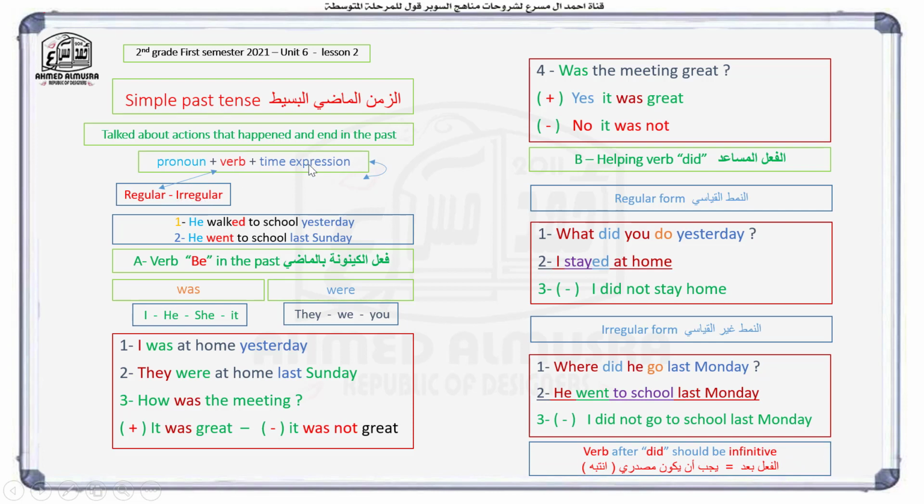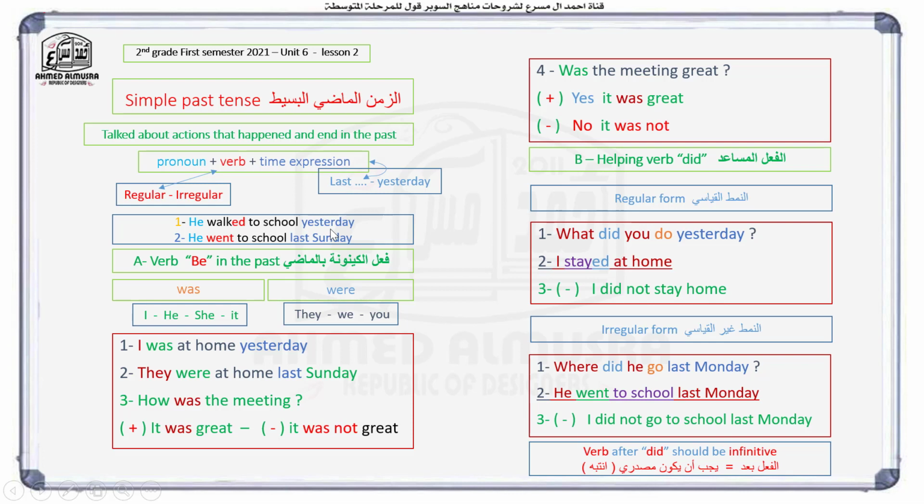For time expression, we're going to have two items. Last, then we're going to mention the day or the month or the year or anything else. So look at this: last. I'm going to complete it with a word: last Monday, last Sunday, last day, last year, last month, and yesterday.